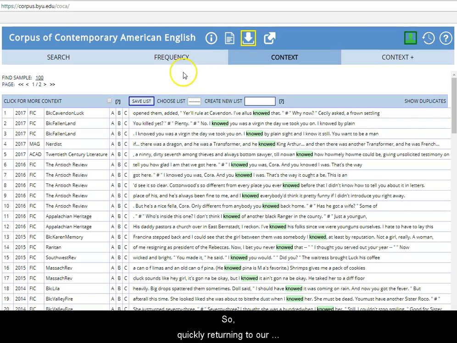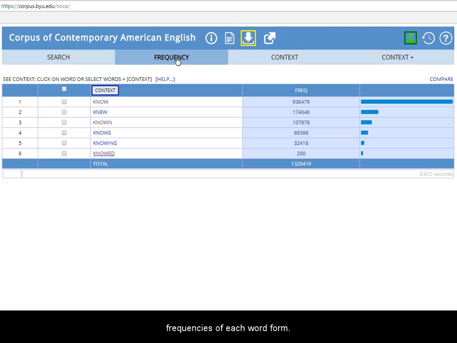So, quickly returning to our results, we can again see the frequencies of each word form. So, how could instructors utilize these results? Well, let's say that we are working with intermediate students in an intensive English program who have been introduced to various verb forms in a textbook. As an extension of this work, we may ask learners to explore verbs and verb forms included in a text by using the list search and identifying examples of the verb and verb form in use.